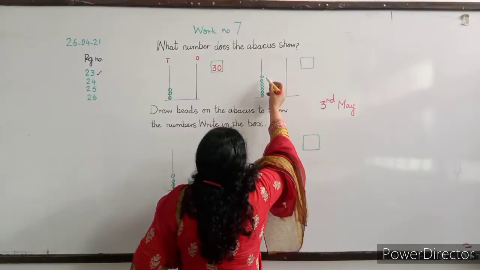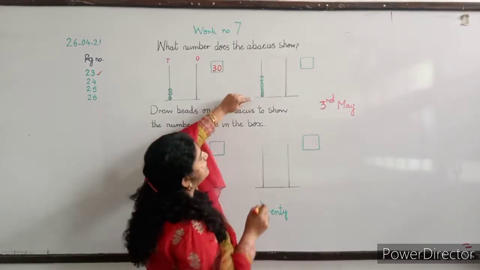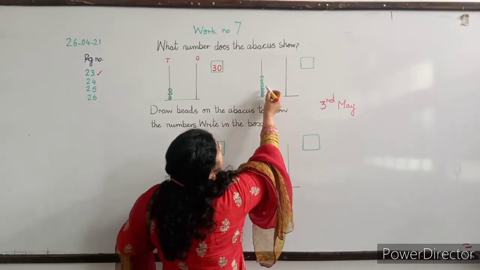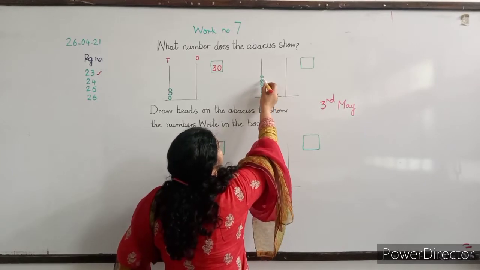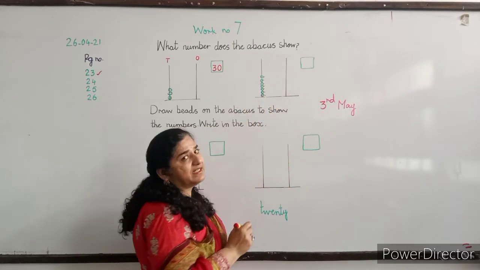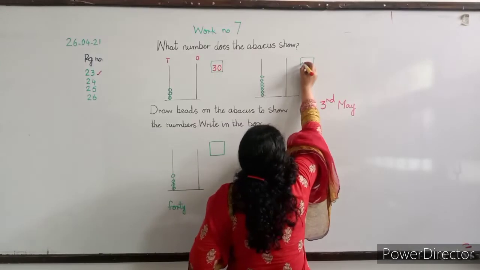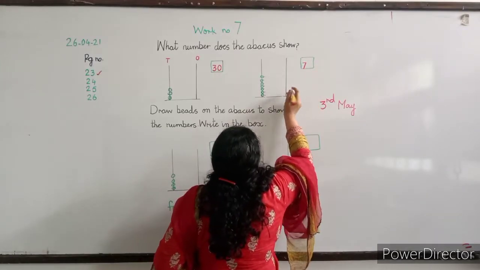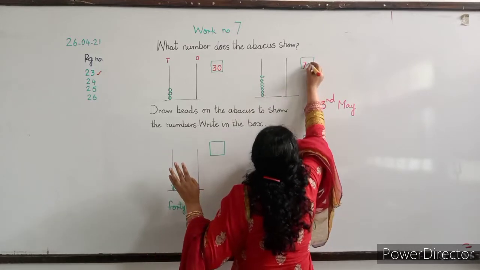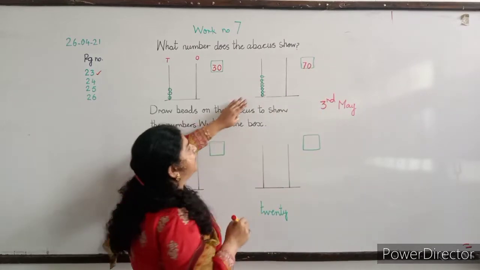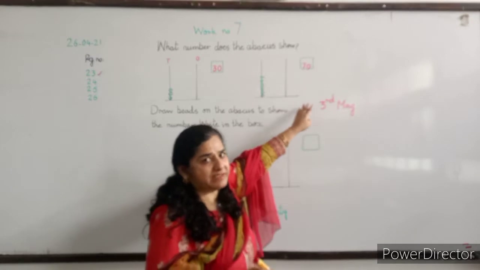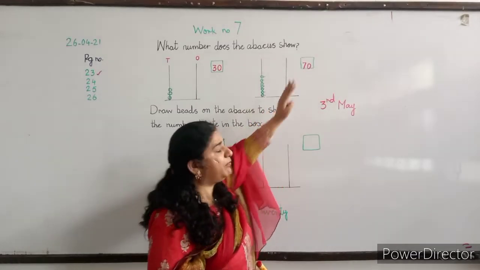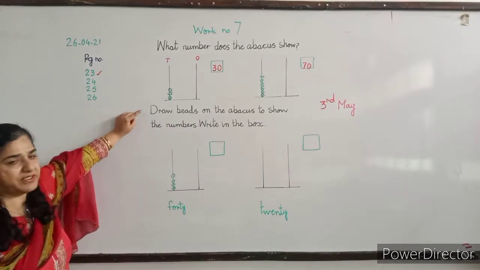Now look here. How many tens are here? Start counting. 1, 2, 3, 4, 5, 6, 7. Right? 7 tens we will write in this block. And how many ones? No one. It means 0 ones. 7 tens and 0 ones. Right? You have to write its answer in the block. Now come to the next question.